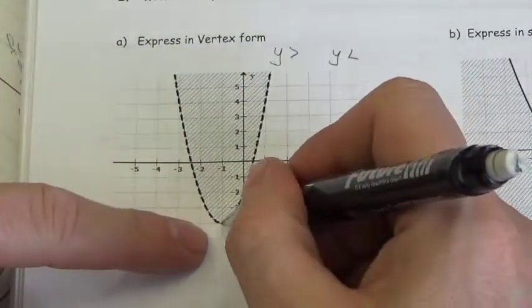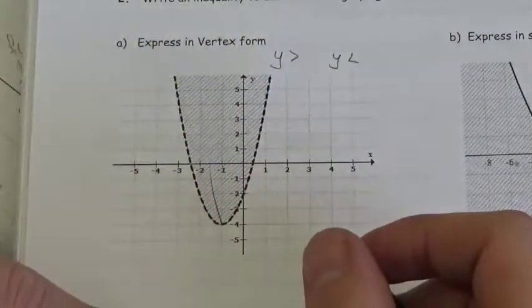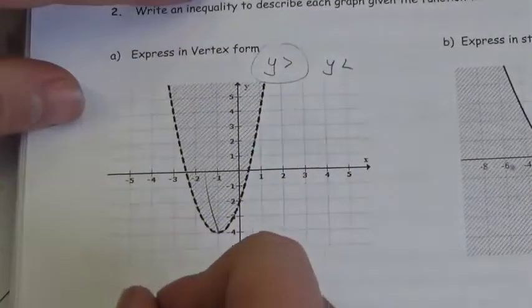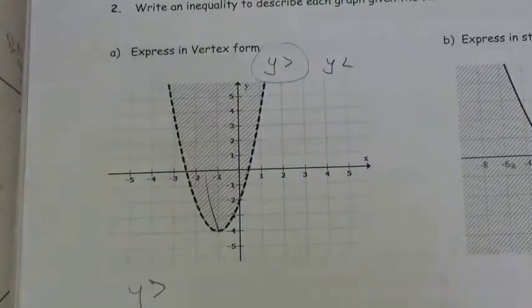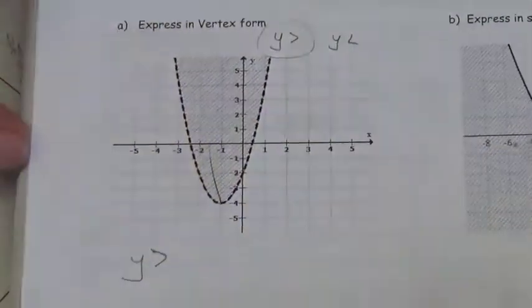If I take a look at the vertex, notice that the shading is above it. So I can tell you right now that's going to be y is greater than some expression. Now, I'm going to bounce back and forth, and we're told what form to put these things in. We're going to do this one in vertex form.